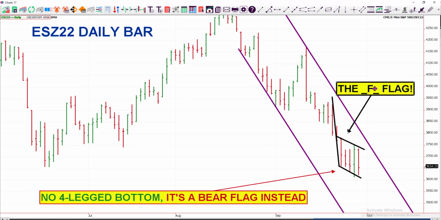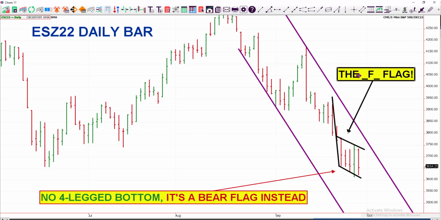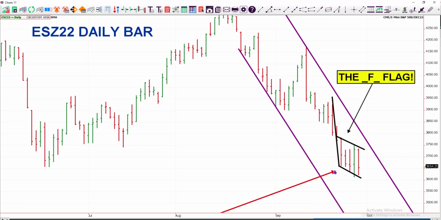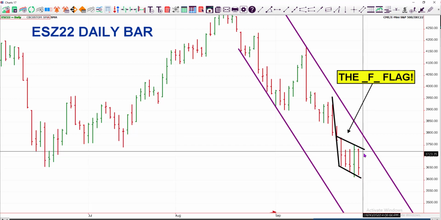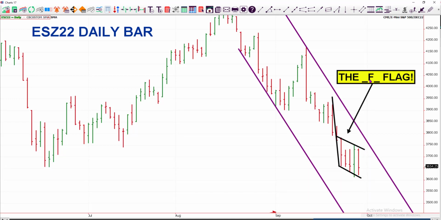So back to what we normally do, see what it is, what it morphed into. It's an F flag. The OMNI's gone red. It is not a 4-legged bottom. It can't be with 5 bars down here. And now we expect, even if we gyrate up, you get short and expect more downside. It's the Oscarism bear flag known as the F flag.